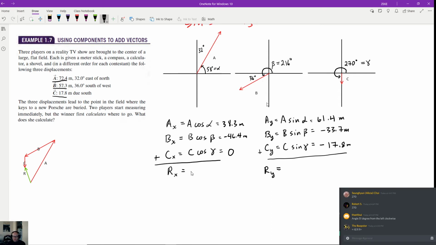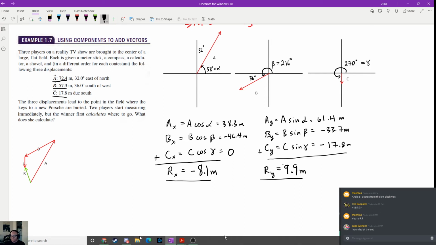I got negative 8.1. And then the other one's going to be 9.9, I guess, according to what people are saying. Now, you may have gotten something slightly different depending on when you rounded. One thing I'm going to say is that in general, when you're doing your homework on Mastering Physics, you want to make sure that you don't round. Ever. Don't round at all until the very last step. Okay, so negative 8.1, positive 9.9.